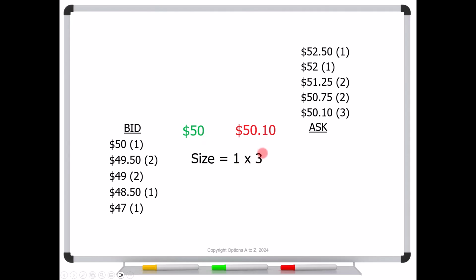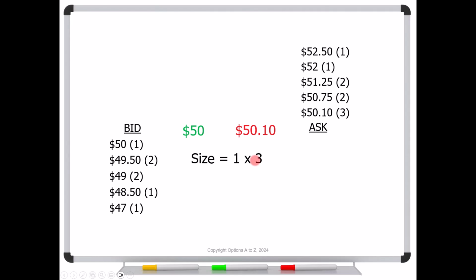So because we're dealing with shares of stock, this means we have 100 shares available at a price of 50 that somebody is bidding for. We have 300 shares available at $50.10. Again, if these were option prices, that would be one contract and three contracts respectively.